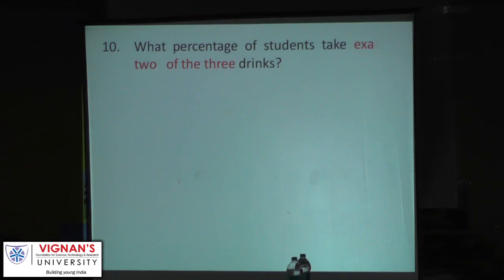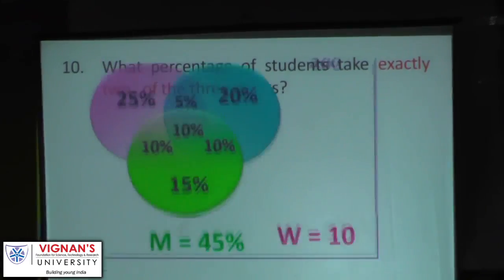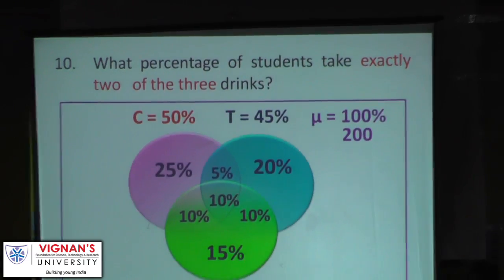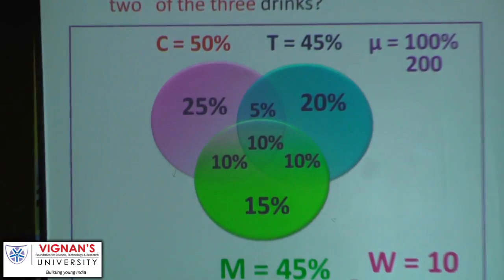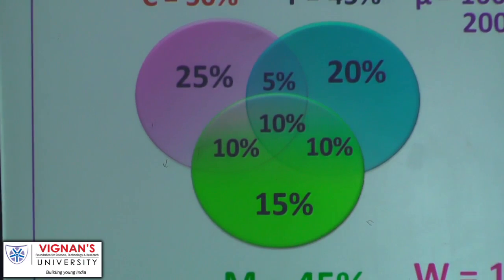Next question. What percent of students take exactly 2 of the 3? Exactly 2 of the 3. He is asking in terms of percentages. Absolute values are not required. 2 of 3, exactly 2 of 3. Exactly 2 is 5 plus 10 plus 10.